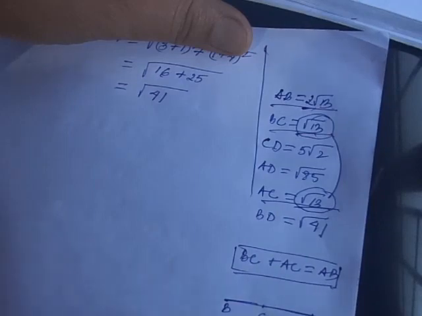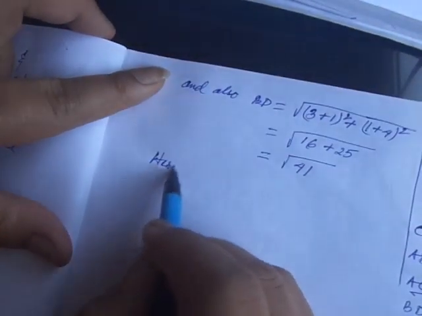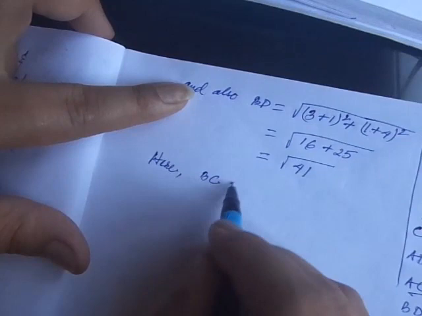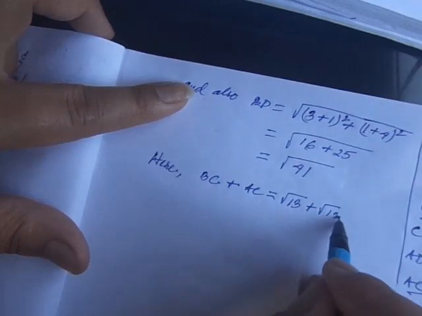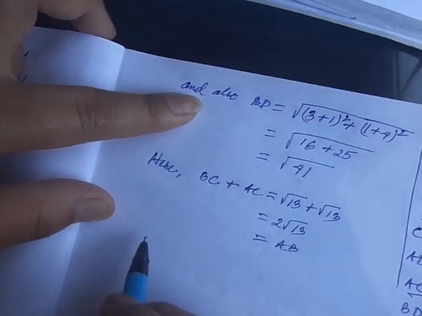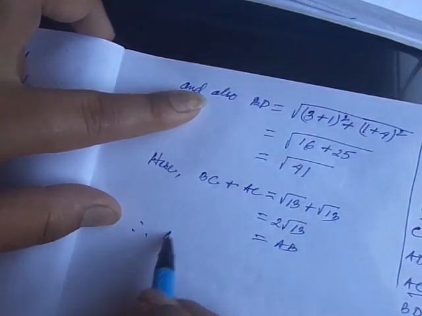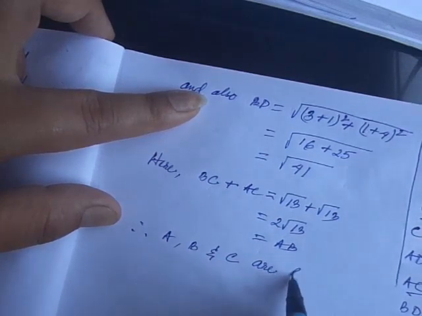If these 3 points are collinear, with the remaining 4th point it forms only a triangle. In this case, it doesn't form a quadrilateral. It forms a triangle because 3 points are collinear. So we need to conclude the answer properly. We can say BC plus EC equal to root 13 plus root 13 is equal to 2 root 13. This is equal to EB. So you can say, therefore, E, B, and C are collinear.